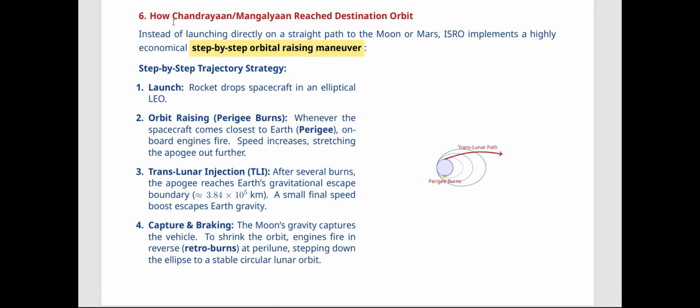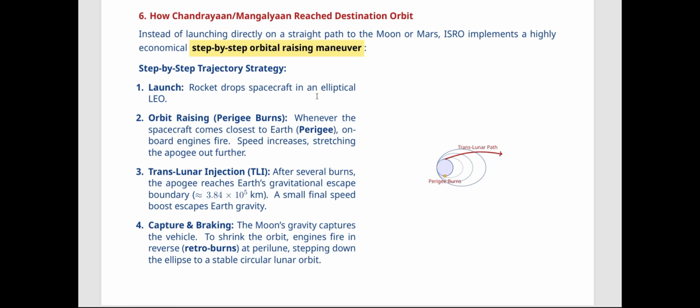Guys, how did Chandrayaan or Mangalyaan reach their destination orbit? How does a satellite go to the orbit of the Moon or Mars? We don't have any direct path to go to the Moon or Mars. ISRO has to cross many elliptical orbits, then burn the engine, and after reaching escape velocity, it will enter the orbit of the Moon or Mars.